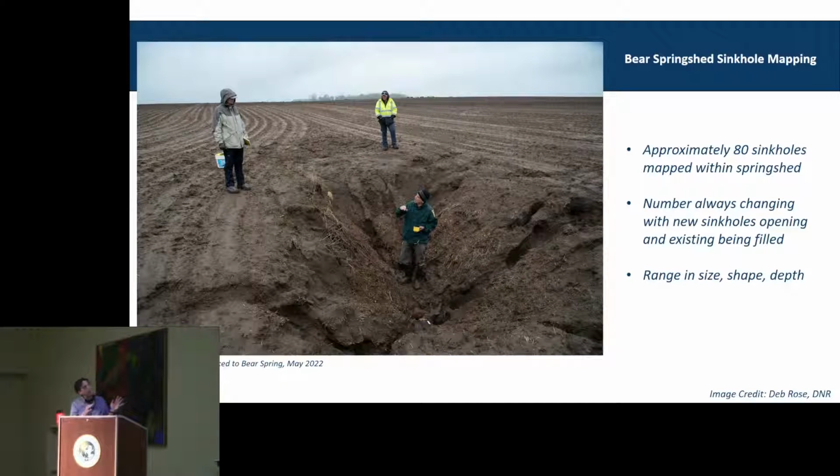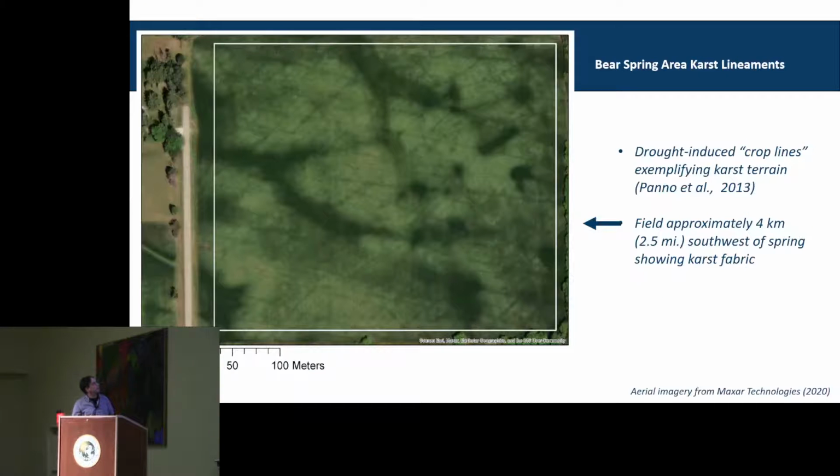We've got a lot of sinkholes within the current delineated Springshed. So right now we're at about 80, and that number, of course, is always changing. They get infilled by farmers. They develop each year. But we're looking at a large number with the varying size and shape and depth.